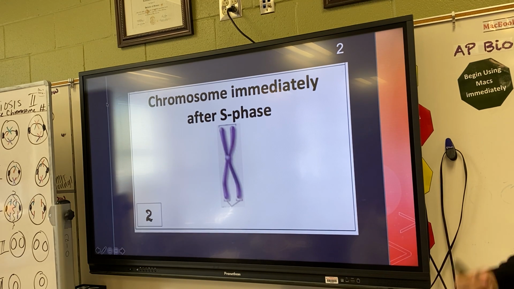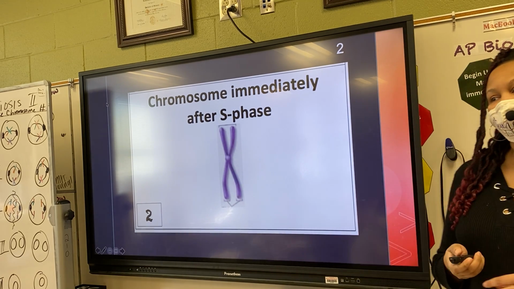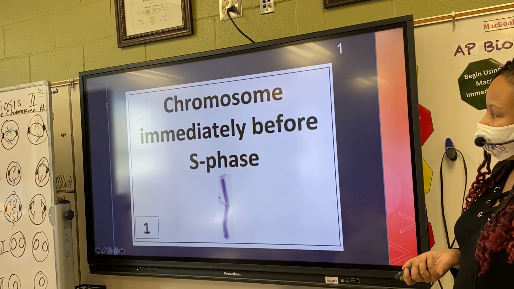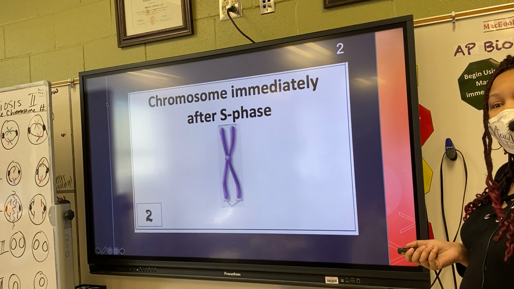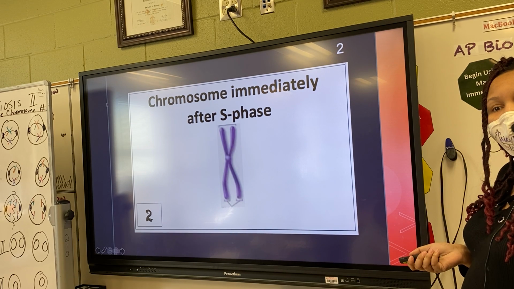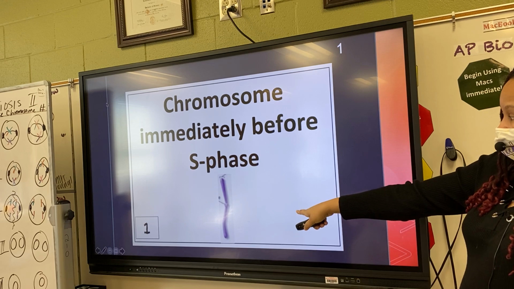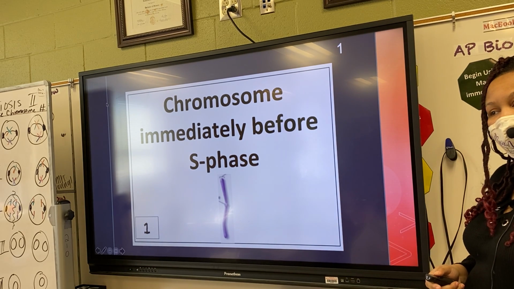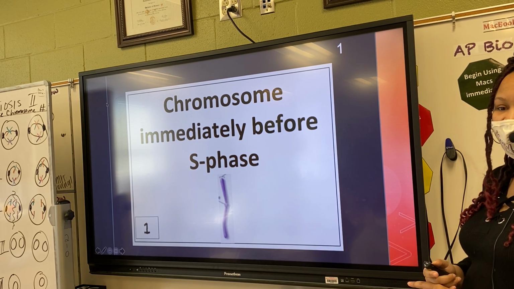Next slide. This is a chromosome immediately after the S phase. And what kind of chromosome is this? Duplicated. Duplicated chromosome. Notice the difference between an unduplicated chromosome and a duplicated chromosome. Are we paying attention to the board? Yes, ma'am. Right. This is before S phase. And what happens during S phase? DNA replicates so the chromosome can duplicate.